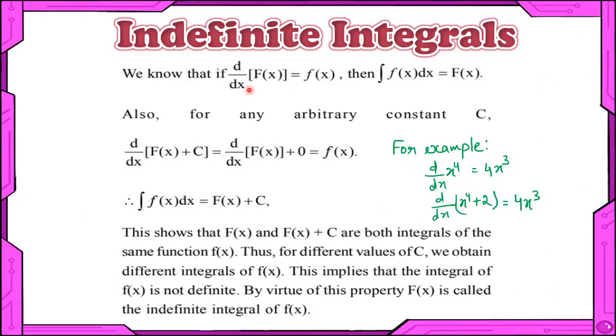Now we know that d by dx of any function is equal to small fx, then the integral of this function will be equal to capital Fx. But for any arbitrary constant c, d by dx, meaning derivative, of Fx plus c is also going to be small fx. Why? Because the derivative of a constant will be 0. So when we integrate this function, we are going to write capital Fx plus c, which is something unknown to us.